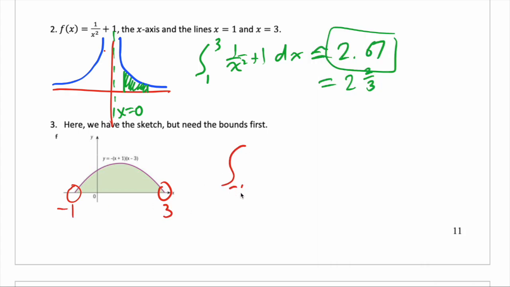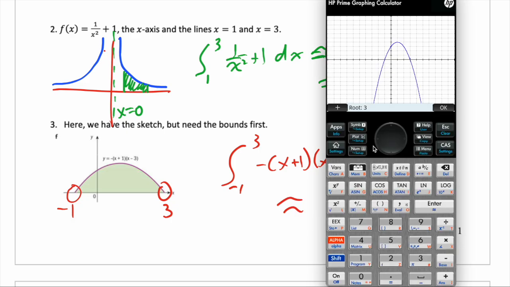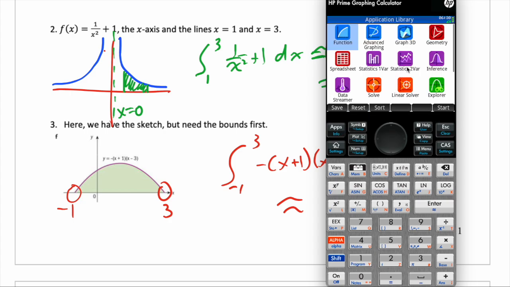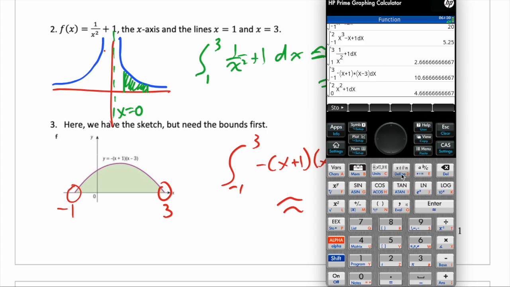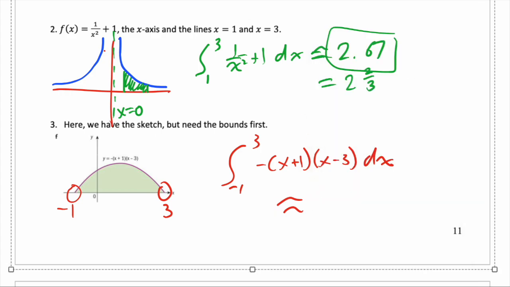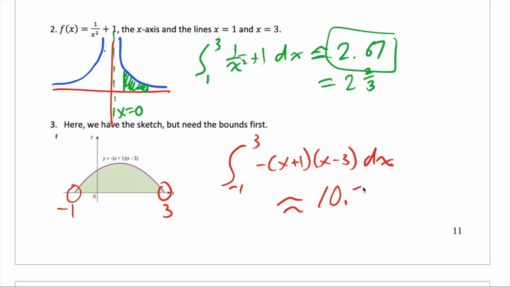So that means we do the integral from negative 1 to 3. It's just the x-intercepts. Okay, so we do that, and yeah, let's do that. So we just do it here. All right, do I already have it done? I already have it done right here. It's 10.7, or it's exactly 10 2/3 if you wish.